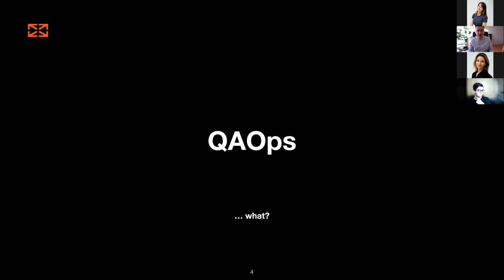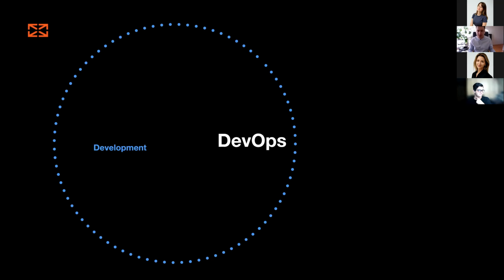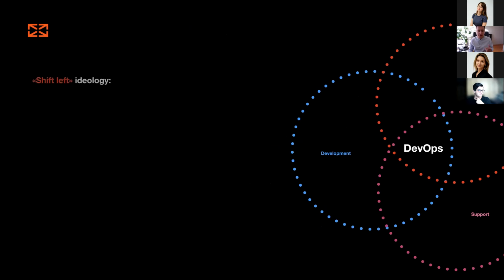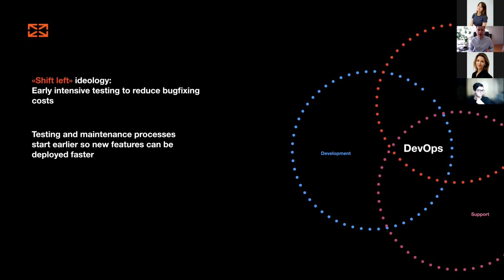And I guess some people may ask, what? To understand what we mean here, let's start with DevOps, because DevOps is definitely a term that is more widely known to you and us and everybody in the world. So DevOps, as we all know, is a practice that combines development, testing, and support procedures to implement so-called shift-left ideology. Shift-left focuses on early intensive testing to reduce bug fixing costs.